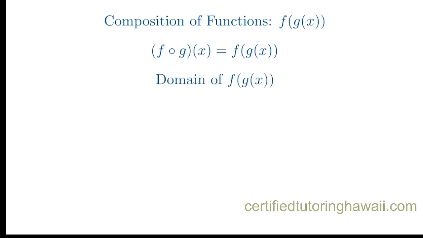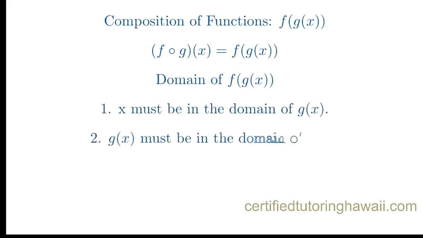For the composite function f(g(x)) to exist, two conditions must be met. First, x must be a valid input for the inner function g. Second, the output of g(x) must then be a valid input for the outer function f. Let's put this into two steps. The domain of f(g(x)) includes only the inputs x that satisfy two criteria. First, x must be in the domain of g. And second, the output g(x) must be in the domain of f. Both conditions are necessary.